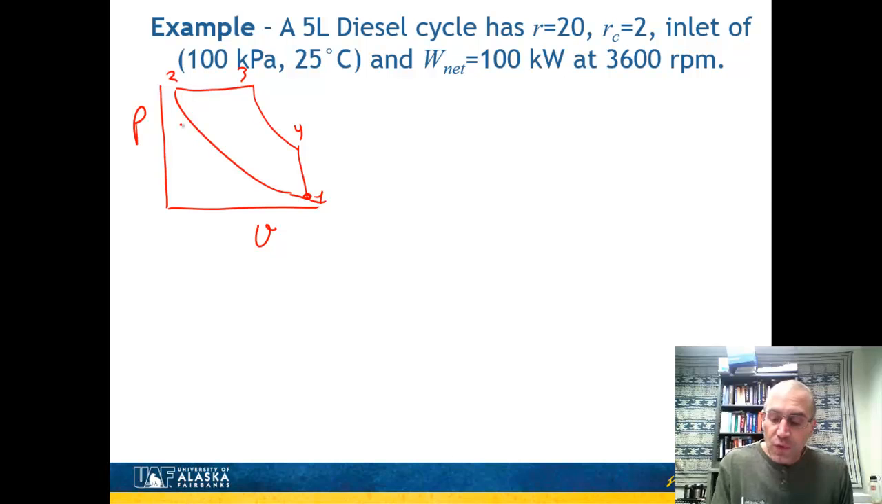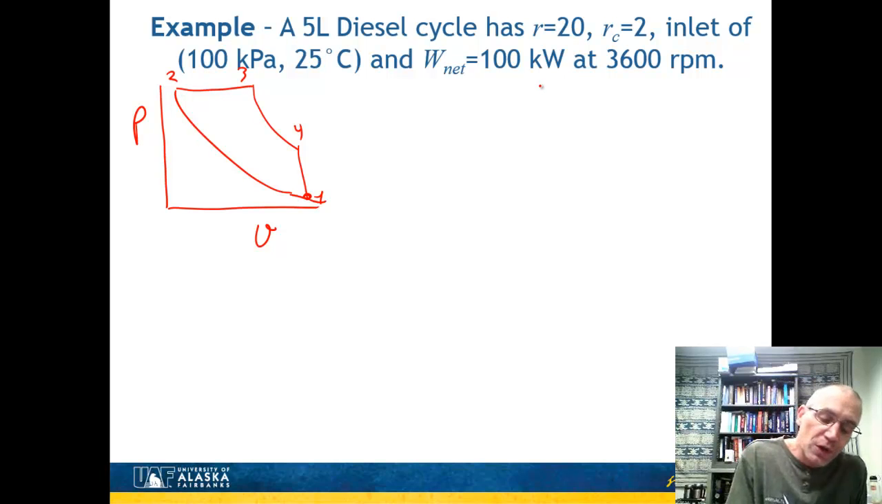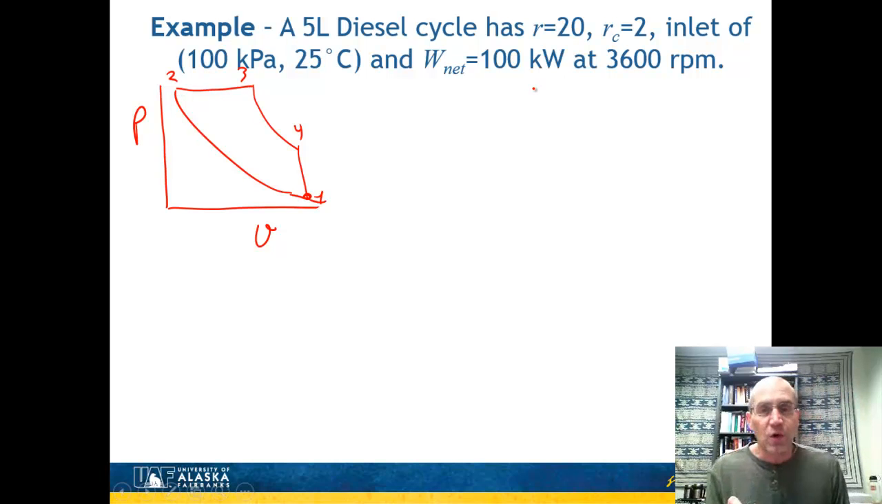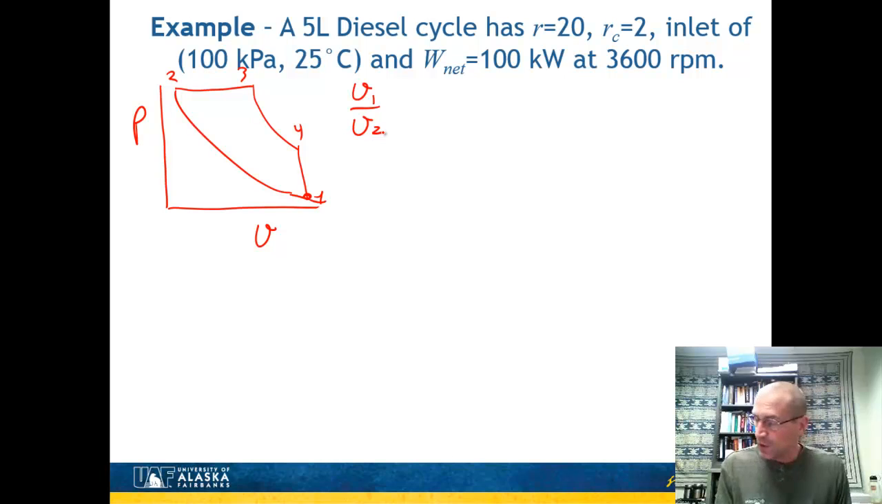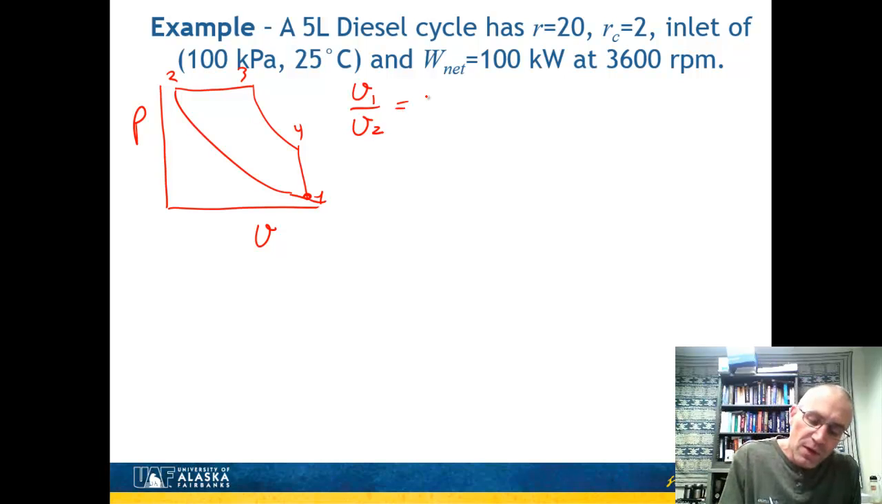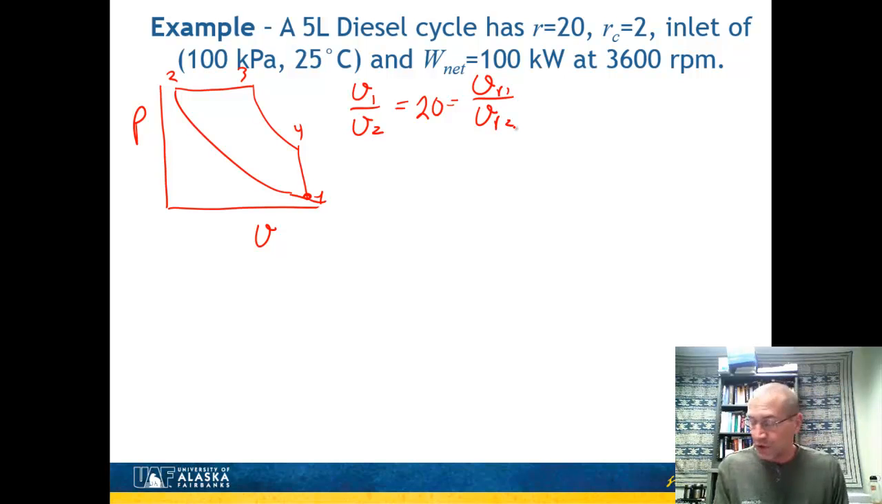Now, one of the things is that it's really good to just go ahead and not assume a cold air standard for this if you can, because with these really high compression ratios, you have really high temperatures. And so with these large temperature changes, constant heat capacities are not necessarily the best assumption. So let's go ahead and do it the way that we did it before. We had a variable heat capacity, which was that V1 over V2, which is the compression ratio, would be the relative volumes VR1 and VR2.